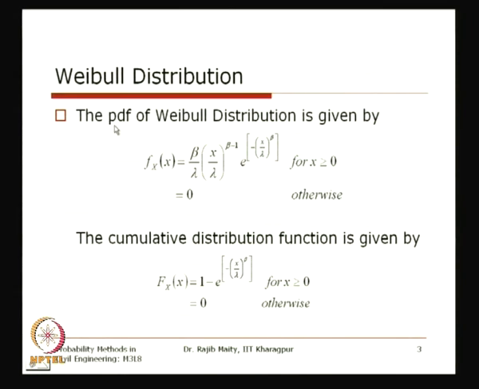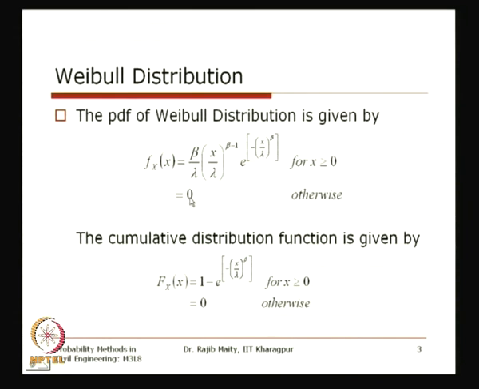The general form of the PDF of the Weibull distribution looks like this. There are two parameters, beta and lambda. The probability density function is beta by lambda, times x by lambda to the power beta minus 1, times exponential of minus x by lambda to the power beta, for x greater than or equal to 0. The support of this distribution is bounded at 0: the lower bound is 0 and the upper bound is infinity.